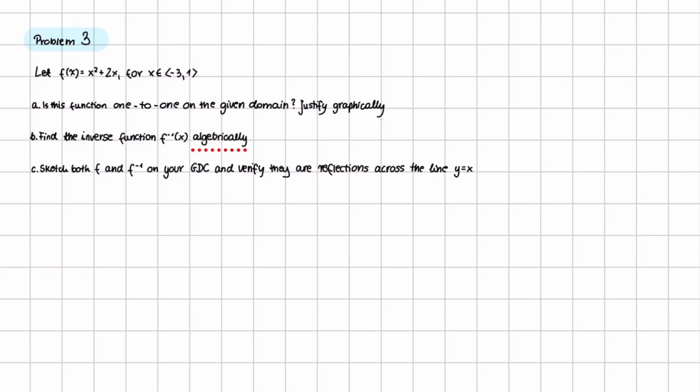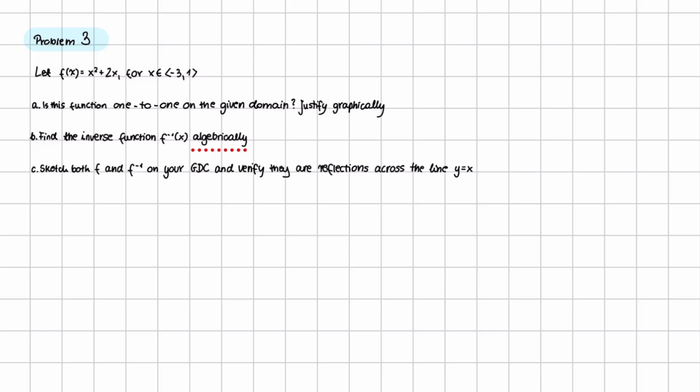Problem 3. Let f be equal to x squared plus 2x for x from negative 3 to 1. A, is this function 1 to 1 on the given domain? Justify graphically. So firstly, we have to say what a 1 to 1 function is. A 1 to 1 function is when we have one output connected with one input. So basically each x has one y value. So each x is connected with only one y.